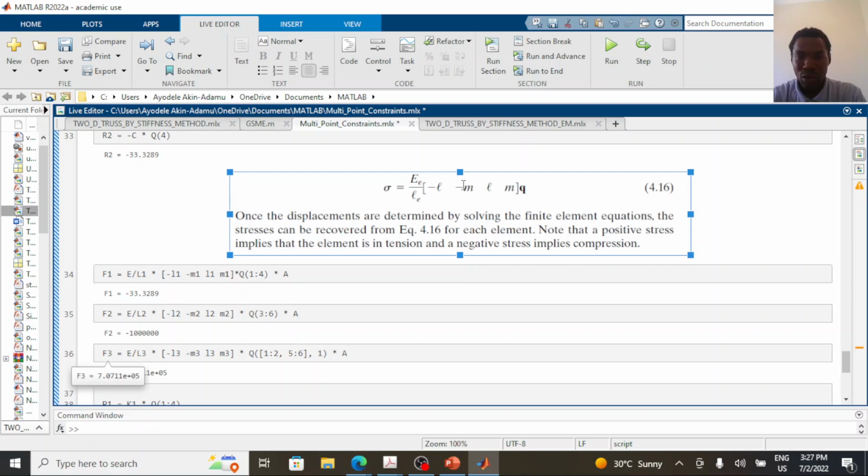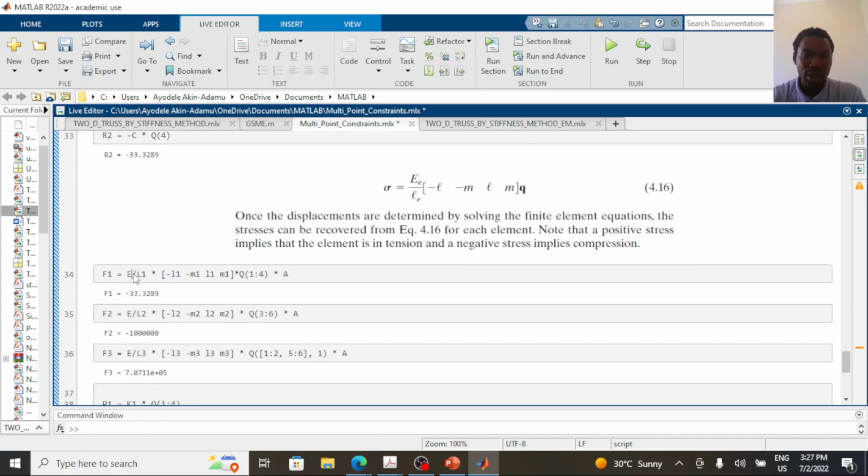So using this equation, if I multiply by A, that is the cross sectional area, I get the axial force in the member. E is the Young modulus. I'm using this equation for my axial force. Now E is the Young modulus. L1 is the length of element 1. It's already defined. I defined this initially.